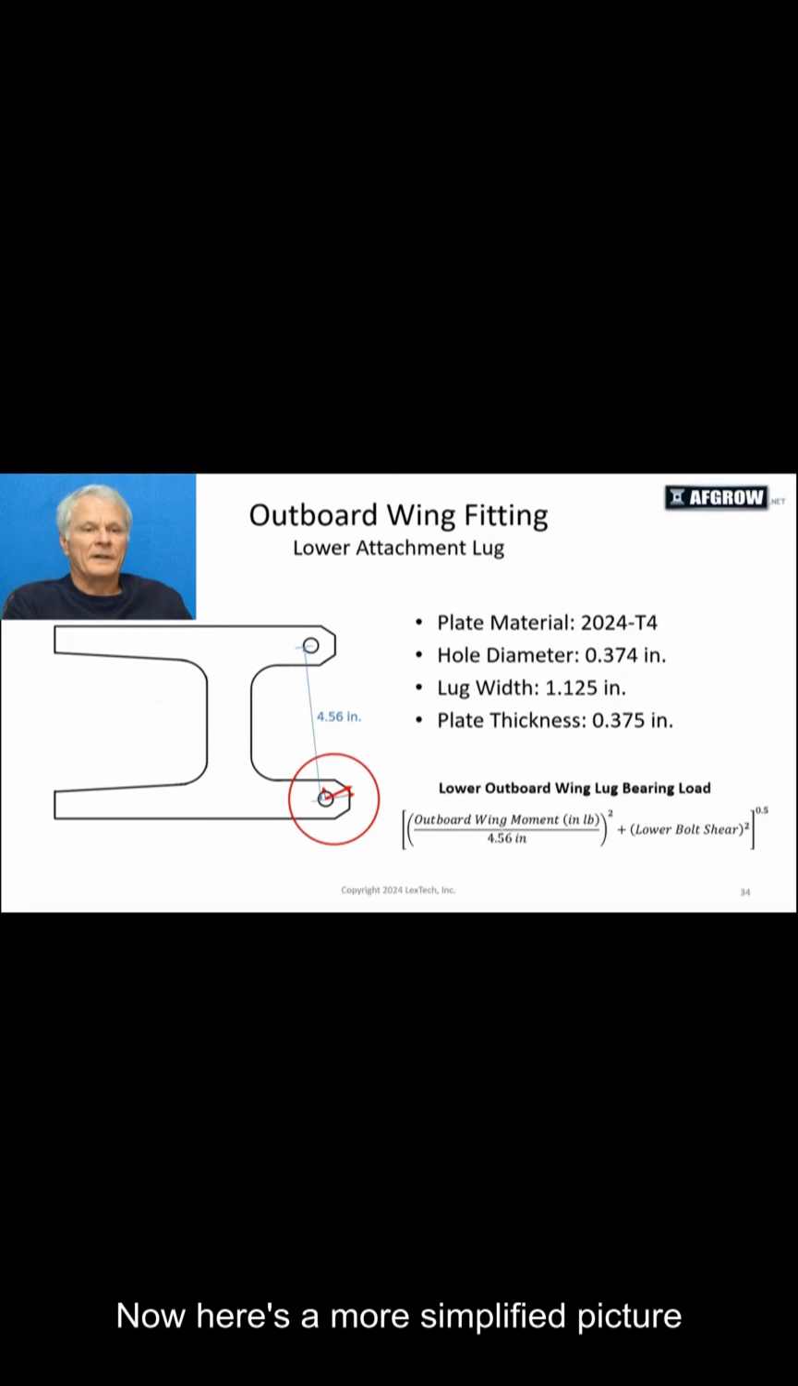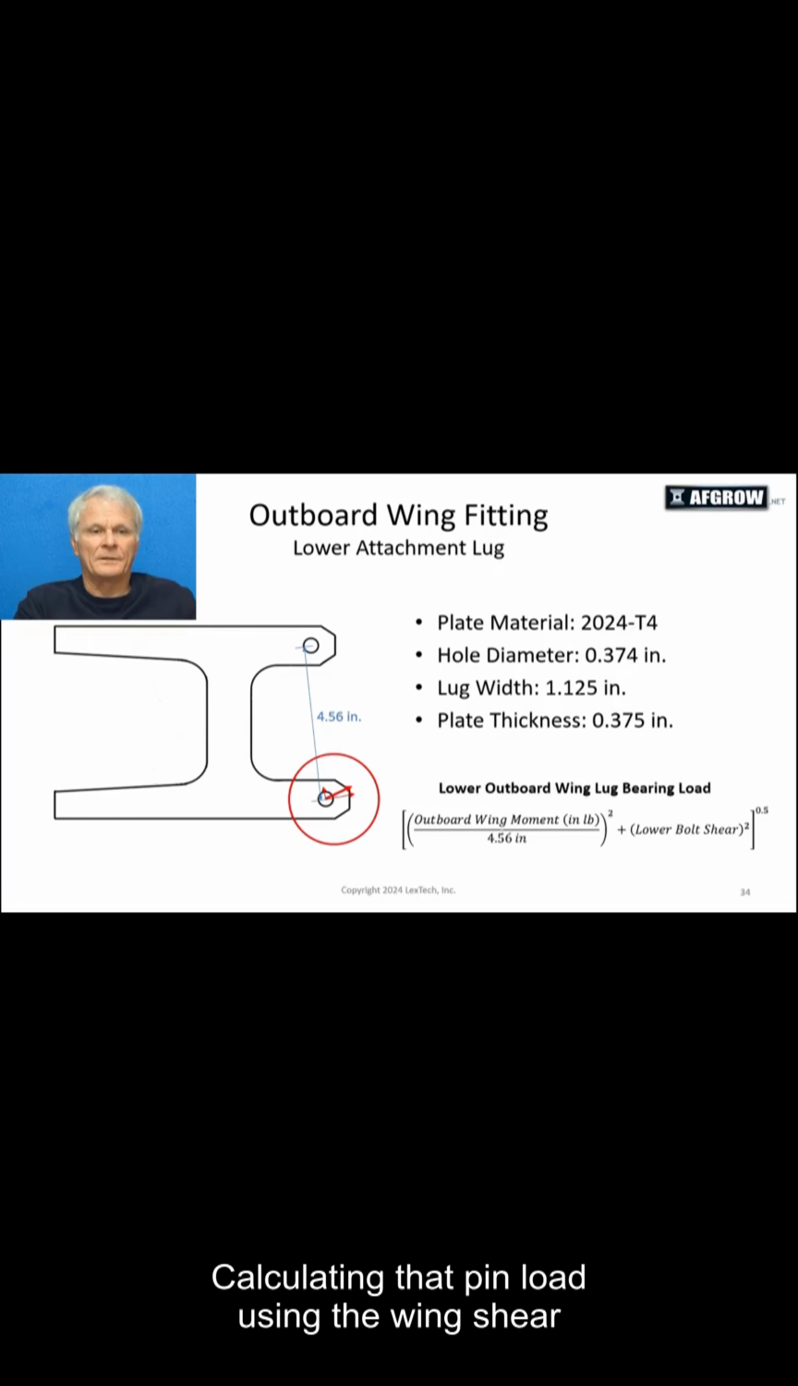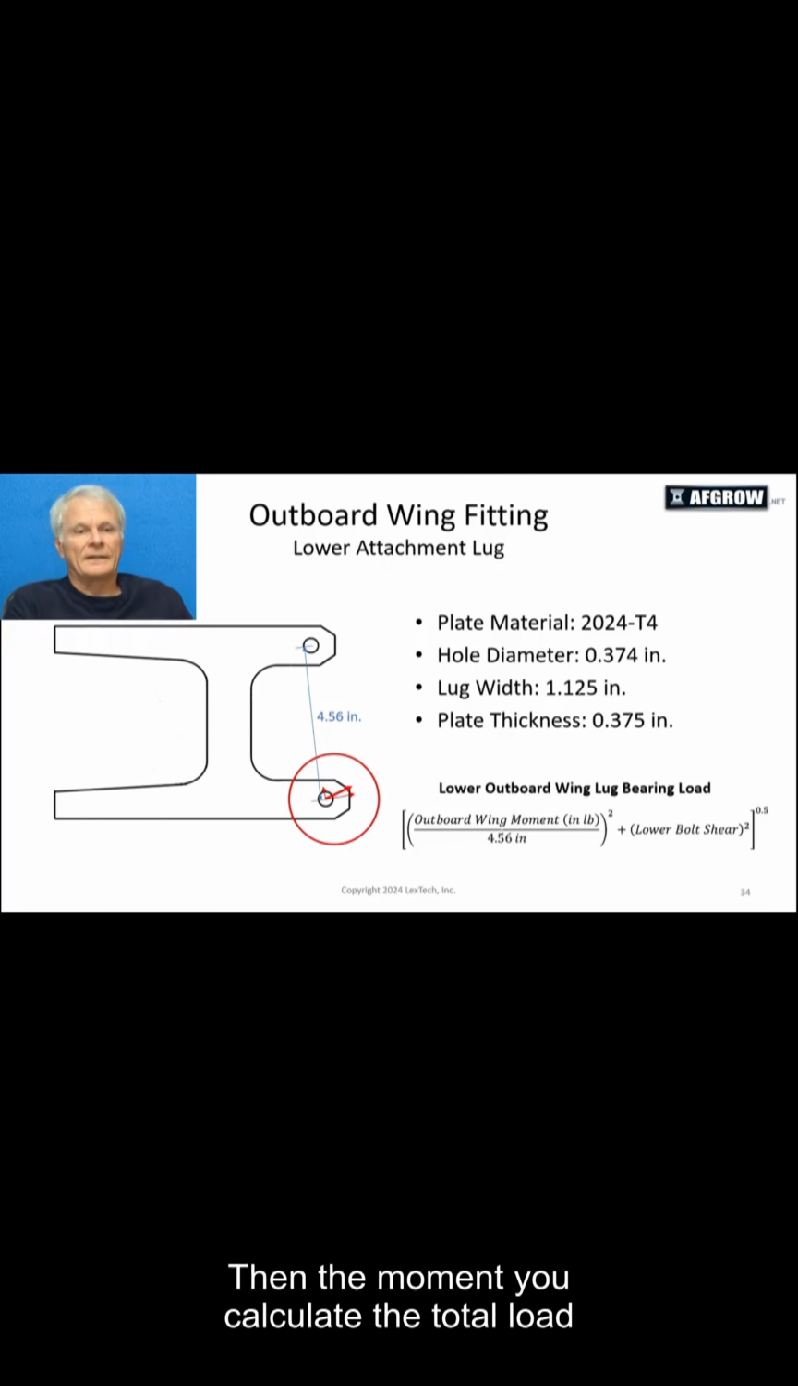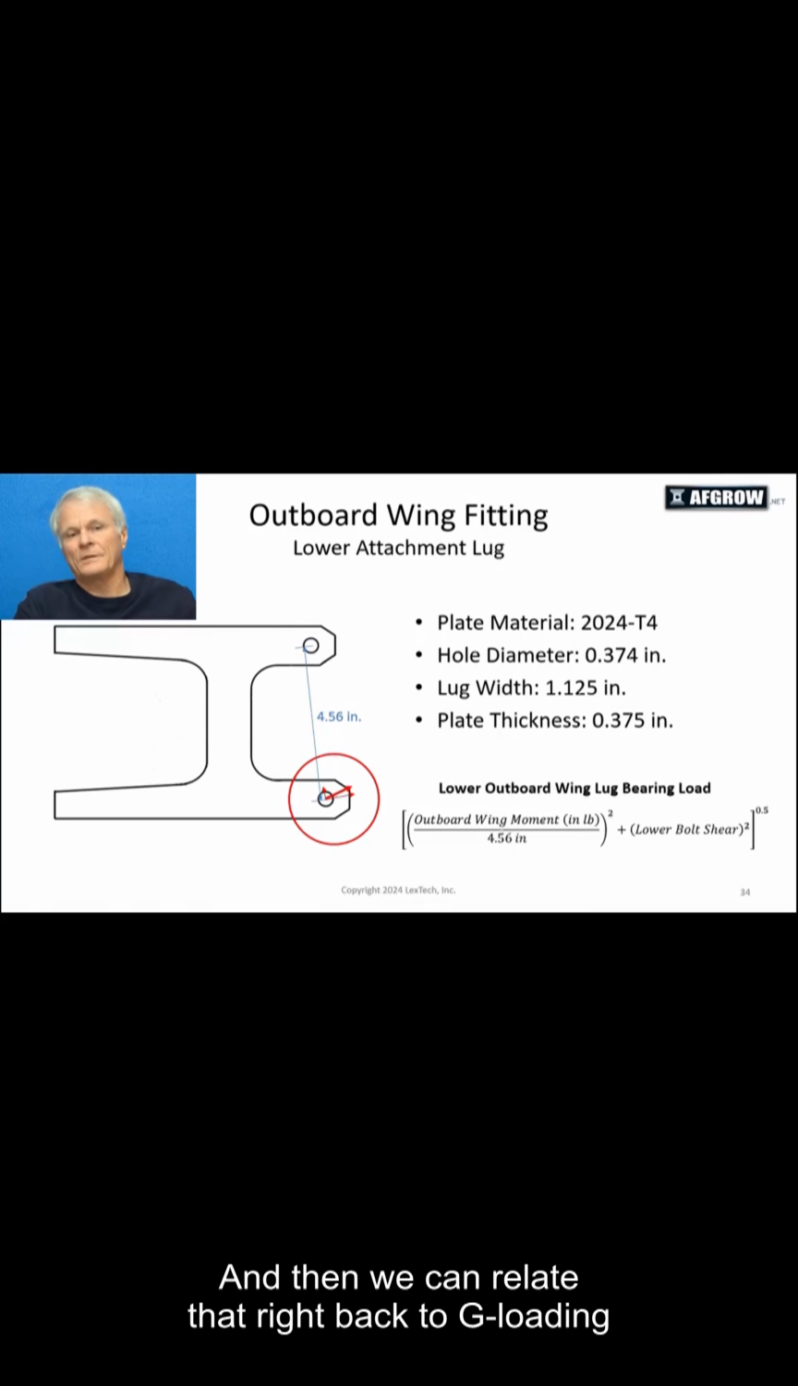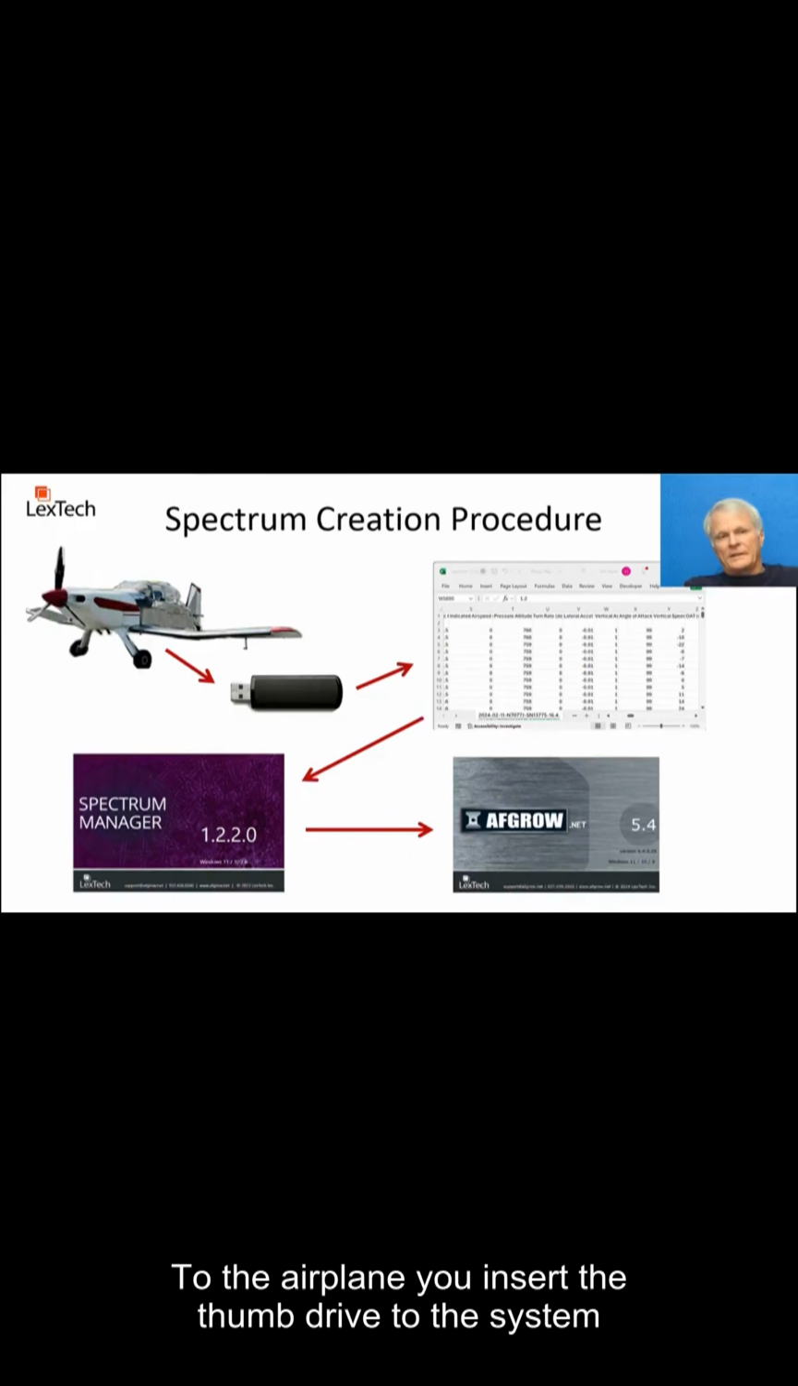Now here's a more simplified picture calculating that pin load using the wing shear and then the moment. We calculate the total load, and then we can relate that right back to G loading if you know what the weight of the airplane is. In the airplane, you insert the thumb drive into the system.